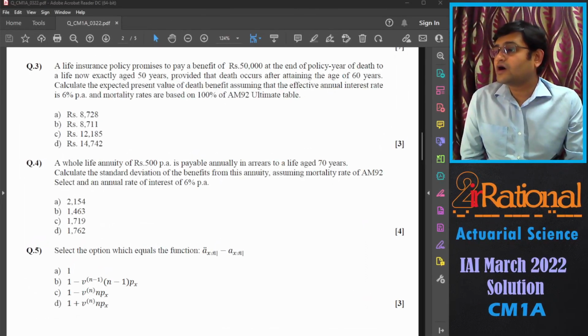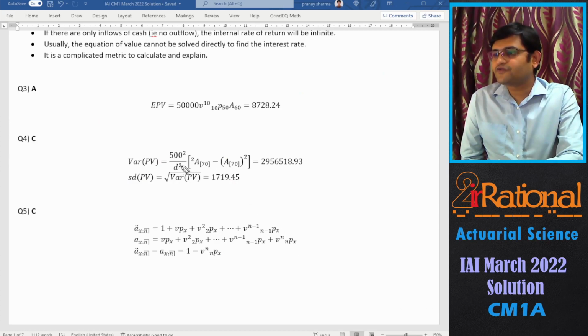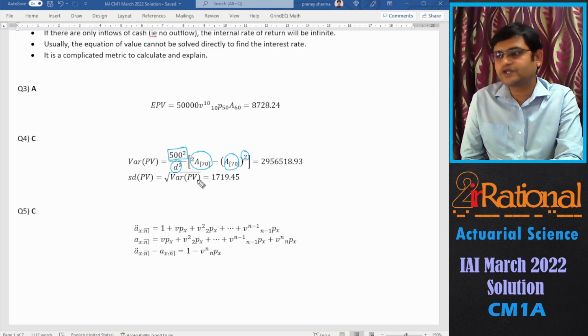In question number 4, a whole life annuity of rupees 500 per annum is payable annually in arrears to a life age 70 years. Calculate the standard deviation of the benefits from this annuity, assuming mortality rate of AM92 select and the annual rate of return of 6% per annum. So the variance of annuity is going to be 1 by d square times (2a select x minus a select x) whole square. And because the value was 500 per annum, we will square that value as well. So we get this formula and this becomes our variance.